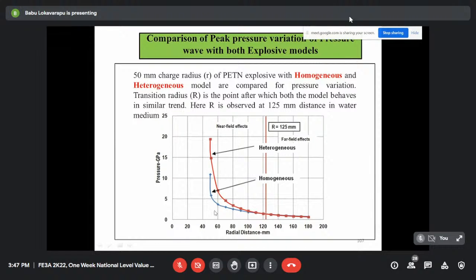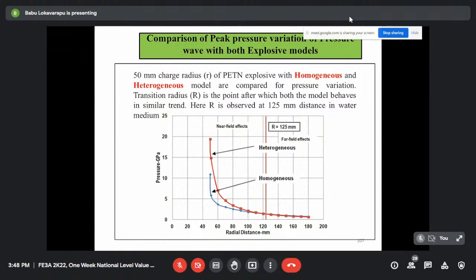In the near field, you can see that this blue color is homogeneous and this red color is heterogeneous. Now for both models, you can see at this point, on the right side, they are following the same. Right side they are same. That means what?